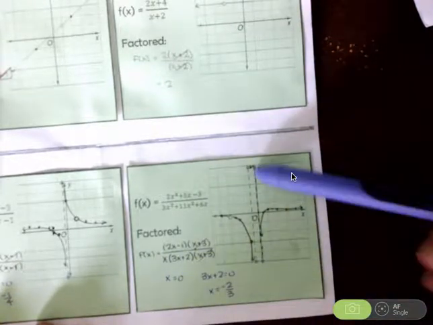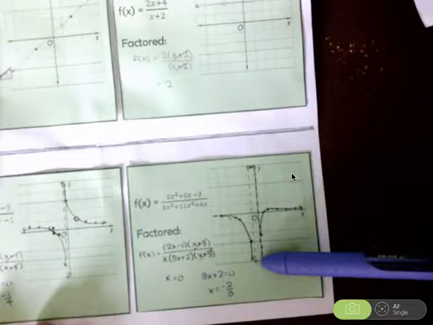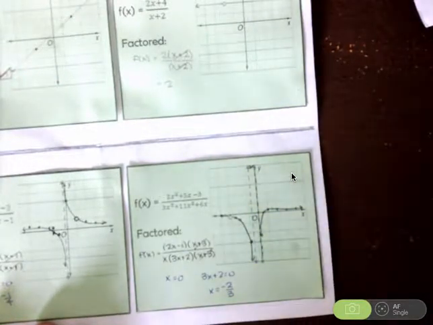Okay, so again, holes are the ones that cancel. Vertical asymptotes are the ones that make your denominators equal to 0. So again, in this one, we have a vertical asymptote here at x equals 0, and then we have a vertical asymptote here at x equals negative 2/3.